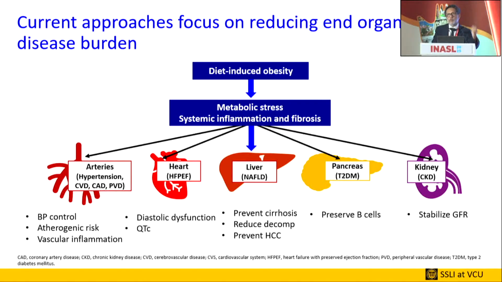So what are we doing currently? Our current approach really is focused on reducing end organ disease burden. So the hypertension people have very nice guidelines for managing hypertension, but they ignore everything else. We have similarly goals and aspirations for how we manage diastolic dysfunction, type 2 diabetes, chronic kidney disease. From a liver perspective, our goal is to prevent cirrhosis, reduce decompensation, prevent hepatocellular carcinoma.